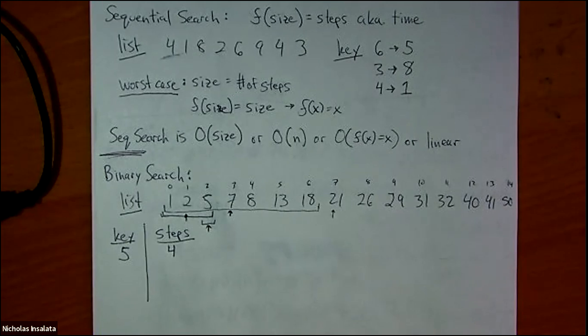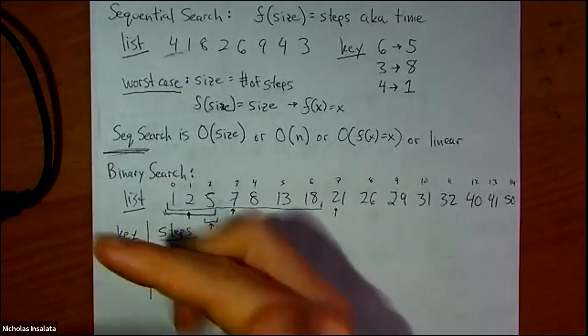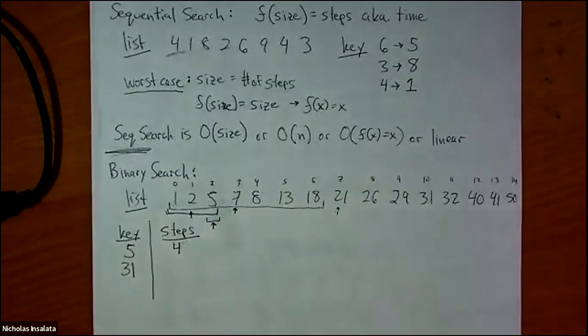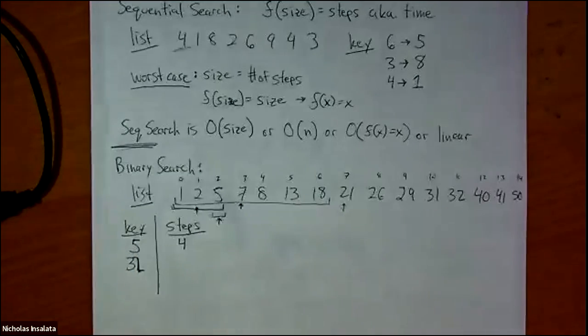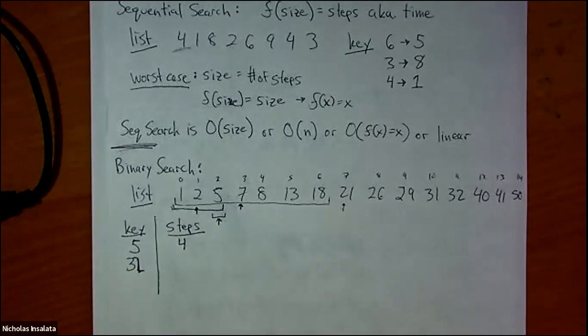Okay, so let's try another example. Let's say that we're looking for 31. Okay, so what's our first step? Let me change that. Let me change it to 32, actually. Same idea, though. Okay, 32 is greater than 21. Good. So what do we eliminate and what's left?